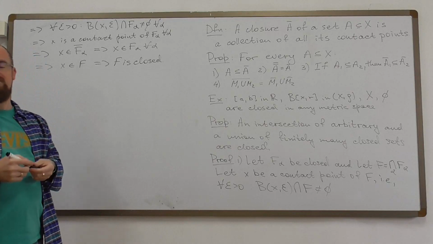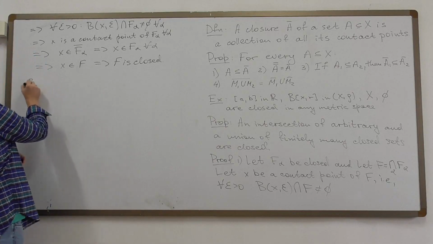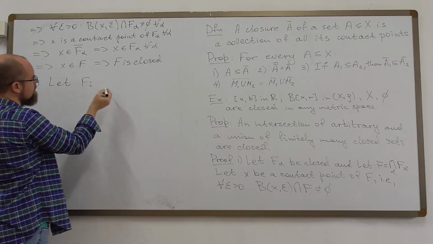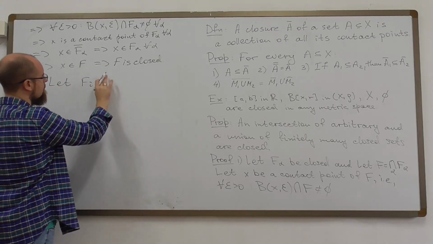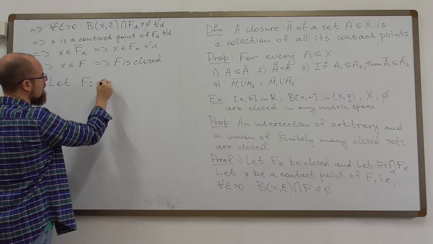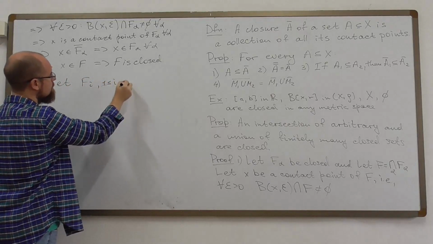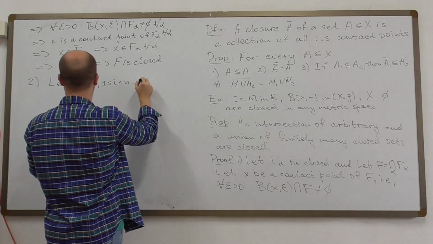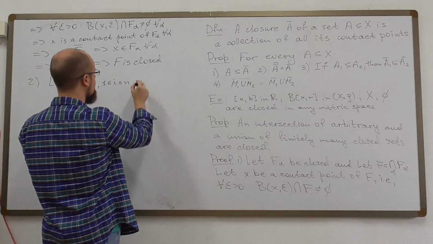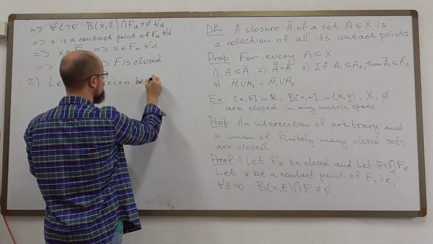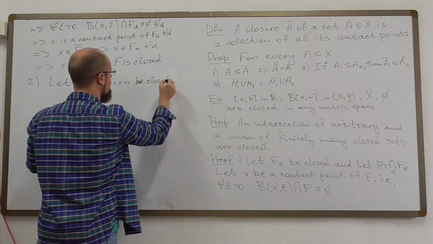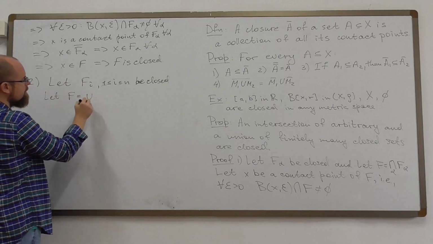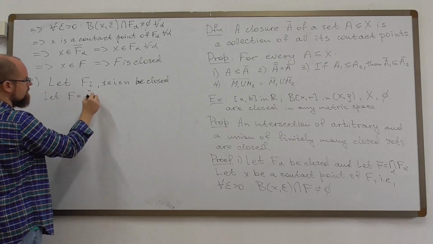Let's now prove the second part. Similarly, let Fi, i from 1 to n, so we take finitely many closed sets. Let these sets be closed, and let F be the union of all of them.